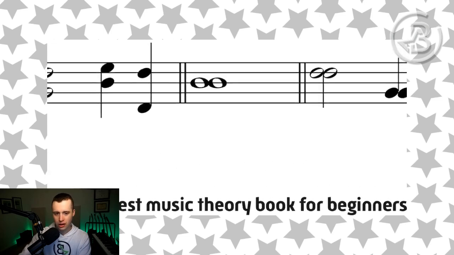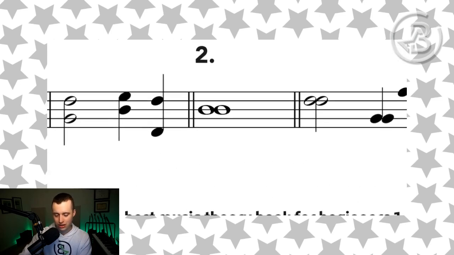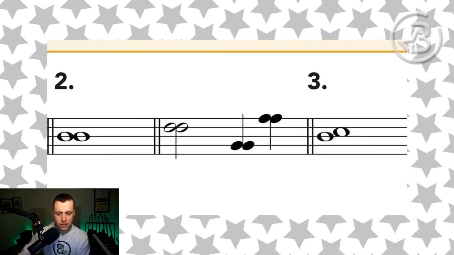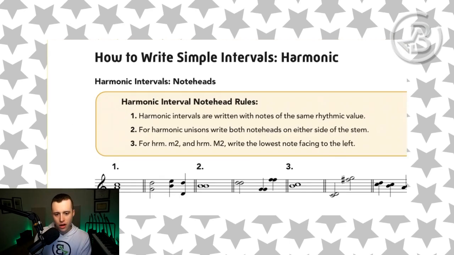Let's take a look at that. So here's a harmonic unison with whole notes, and here are harmonic unisons with a half note and 2 quarter notes. You can see that a note head goes on either side of the stem. It's pretty funky looking, but there you go. For a harmonic minor second and harmonic major second, you're going to write the lowest note of the interval facing to the left and the highest note facing to the right.